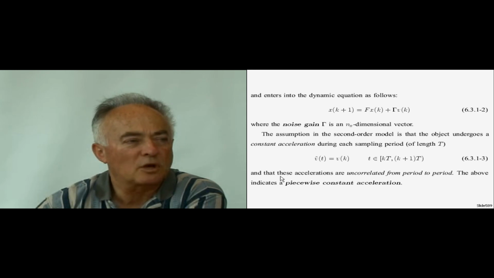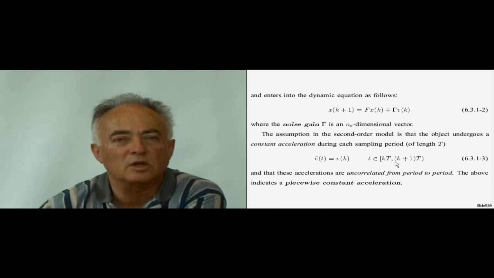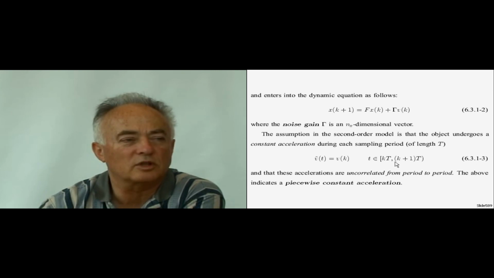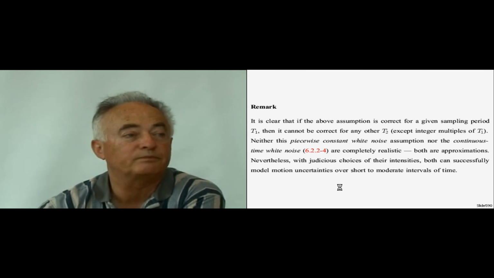And the second assumption is that these accelerations are uncorrelated from period to period. In other words, we are talking about the piecewise constant acceleration. So this is what our equation says: the continuous time noise, which is acceleration, is constant during one sampling interval, and it can jump to a new independent value in the next sampling interval and stays constant within that interval. So that's the piecewise constant assumption.